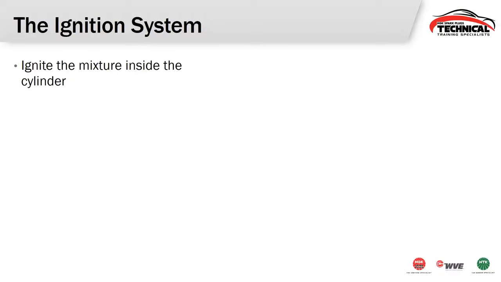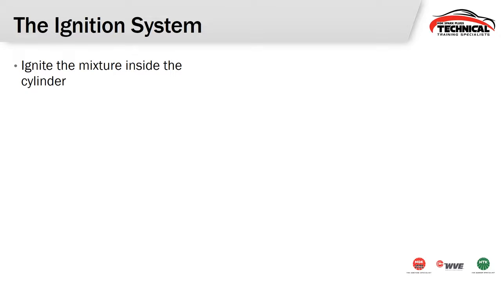So with an ignition system, the first question that comes to mind is, what does it do? Why is it on our car? And just like it sounds, its job is to ignite. Its job is to ignite the mixture that's inside of the cylinder. And that mixture is usually some sort of mixture of fuel and air inside of our cylinder. We're going to get to what exactly this is in just a minute.